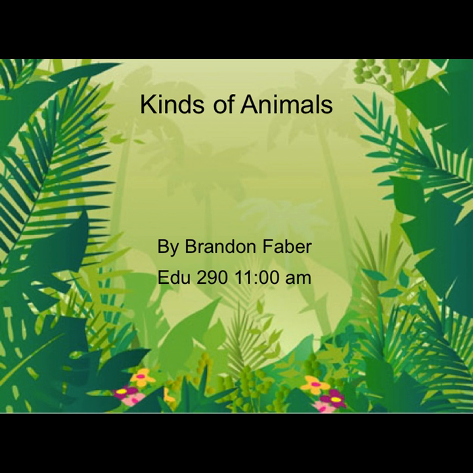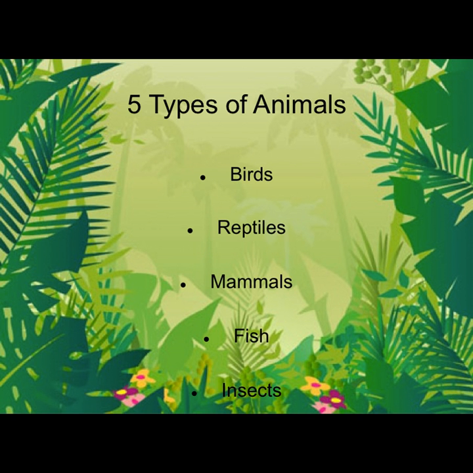I'm doing my PowerPoint on the kinds of animals. There are five types of animals. First, there are birds. Second type is reptiles. Third type is mammals. Fourth type is fish. And the last type is insects.